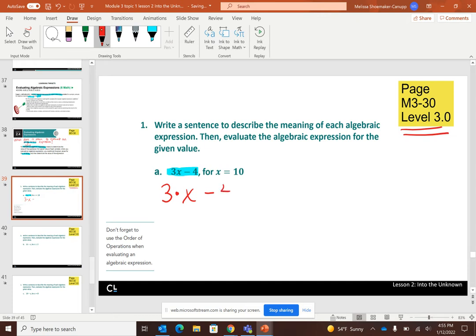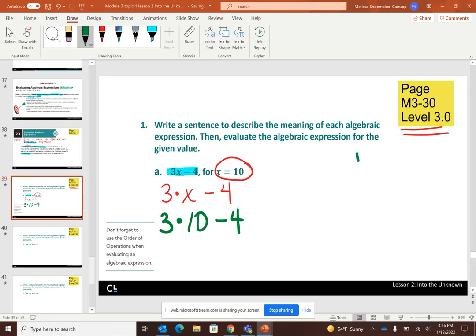Then you subtract 4. Now, they are telling me they want me to use 10 instead of x. I'm going to rewrite this and fill in a 10 instead of the x. It's kind of like having a substitute teacher. If I'm sick and I stay home, someone's going to replace me. They're going to stand in my place. So instead of the x, I'm going to write 3 times, not x, but they told me to put a 10 in there, minus 4.